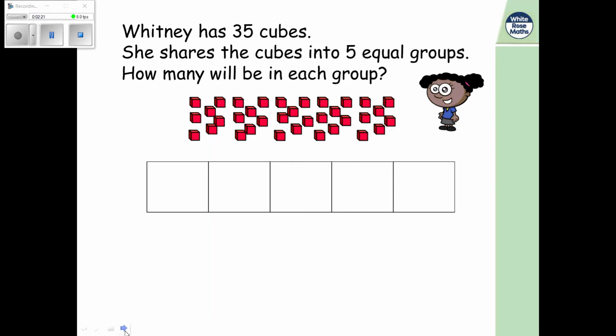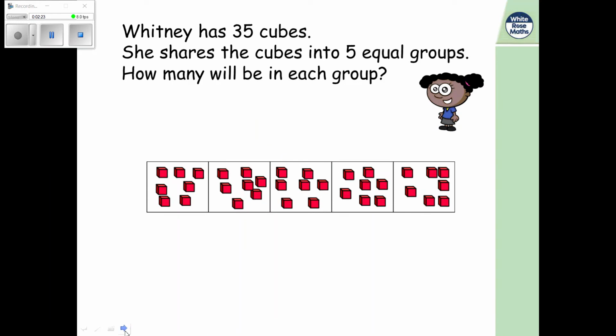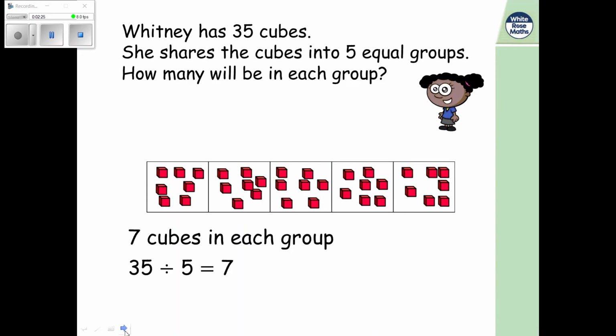So let's have a little look. She's sharing them out equally and let's have a little look. So 7 cubes in each group. So let's check 1, 2, 3, 4, 5, 6, 7. So it's really important to check each group has the same amount so you know that you can divide 35 by 5 and all groups have 7 in.